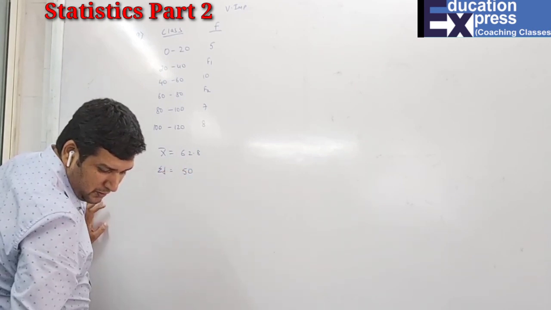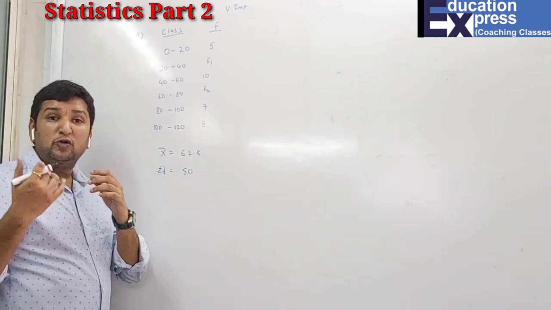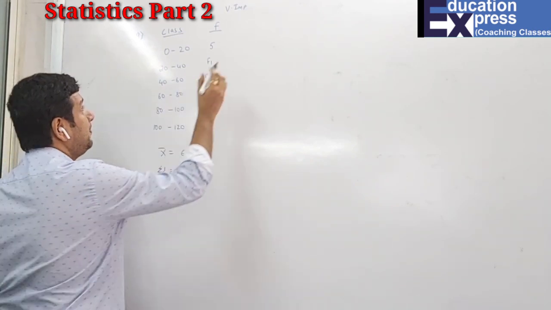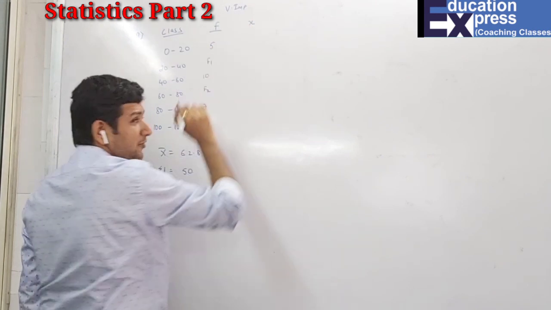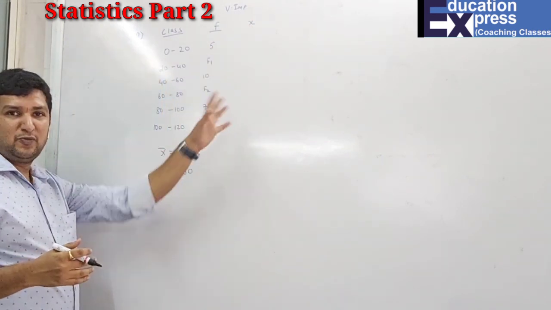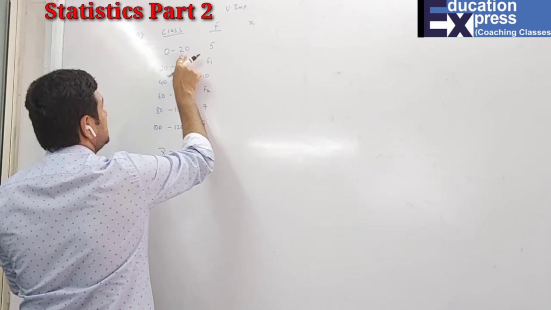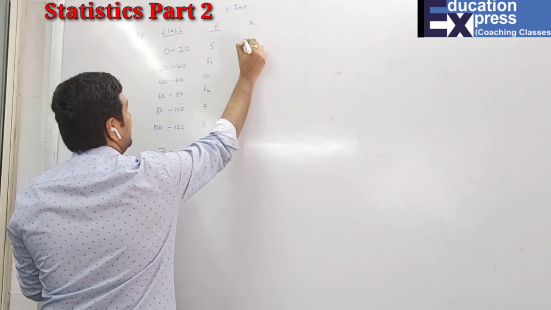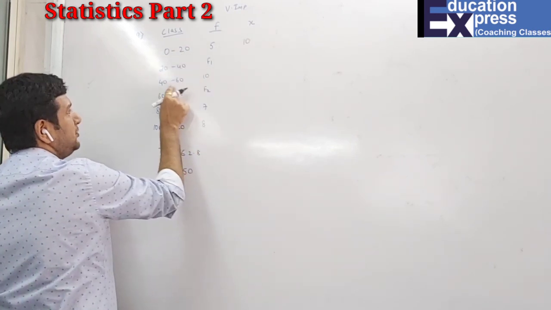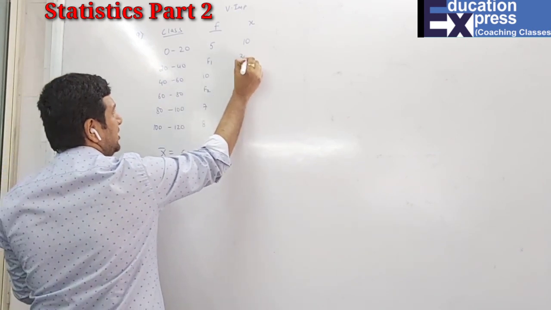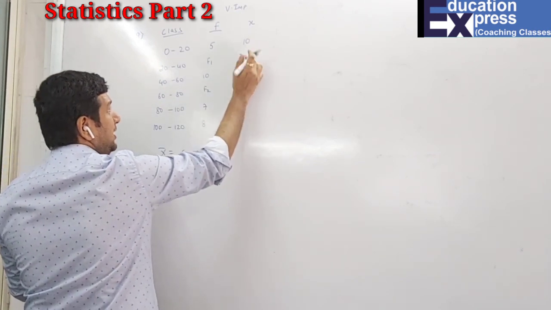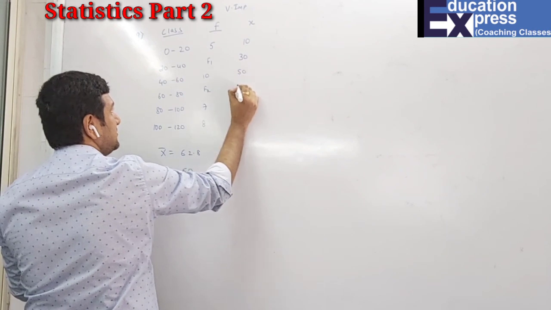So now students, it is the same as before, there is no change. We will be using the direct method only. First we will find x. Whenever there is a class, we have to first find x. Lower plus upper, that is 0 plus 20 divided by 2, is 10. Now what is the gap, students? The gap is 20. So you take a gap of 20 and then get your x.